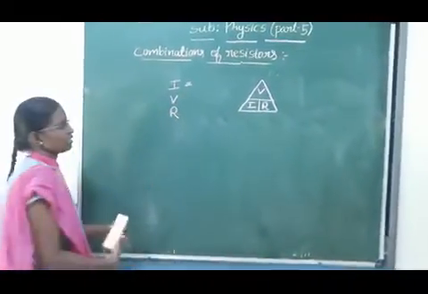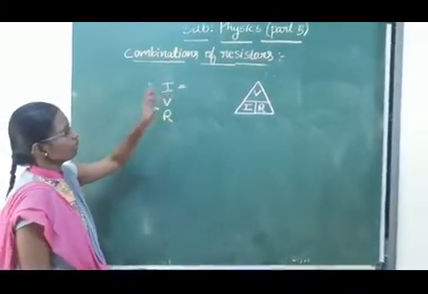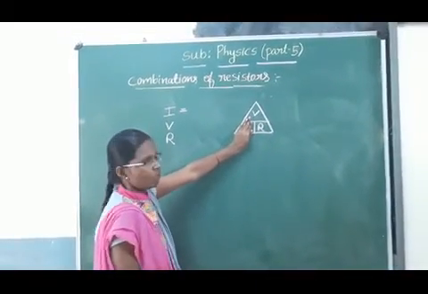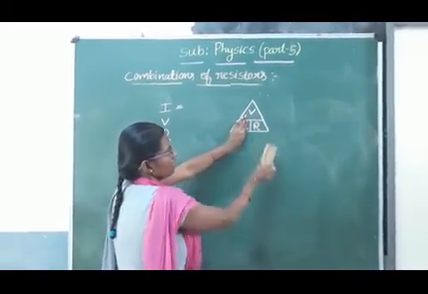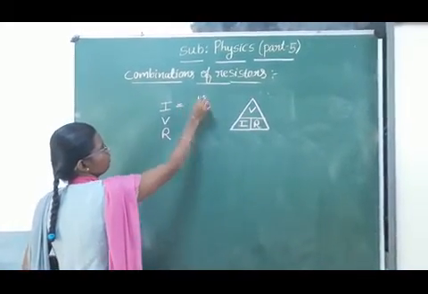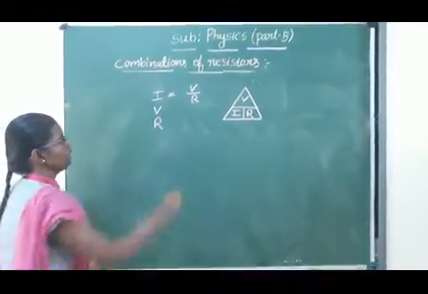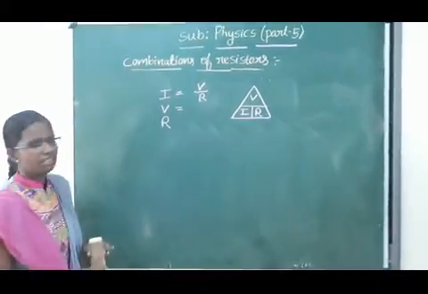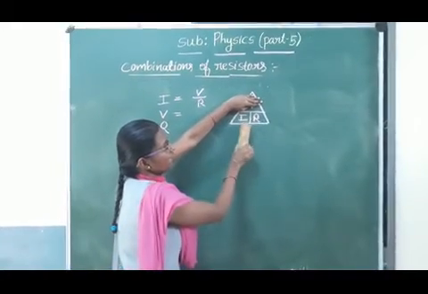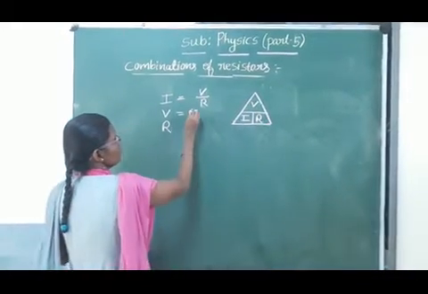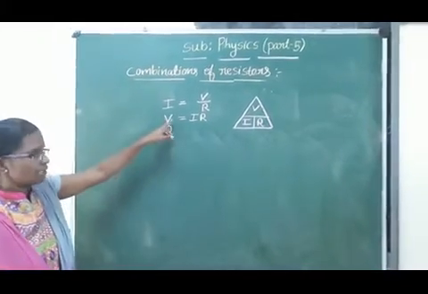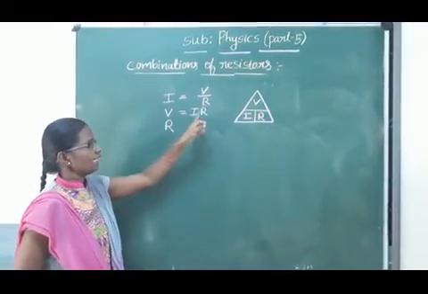First, how to write the electric current? Cover the letter of the formula you need. What remains here? V by R. So this is the formula for electric current, that is I is equal to V by R. Then, for the voltage formula, cover the letter V. What remains here? I into R. So V is equal to I into R. This is the formula for potential difference or voltage.